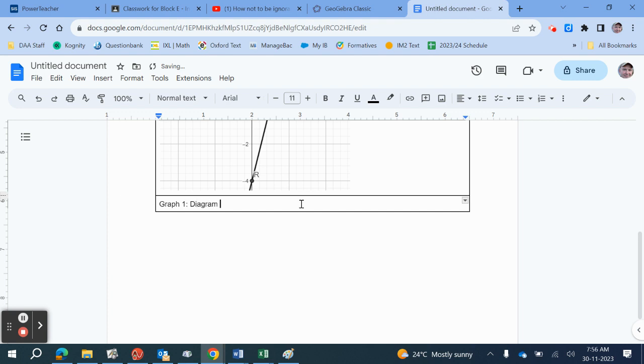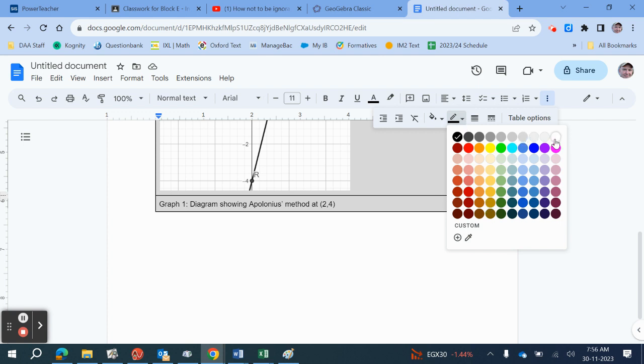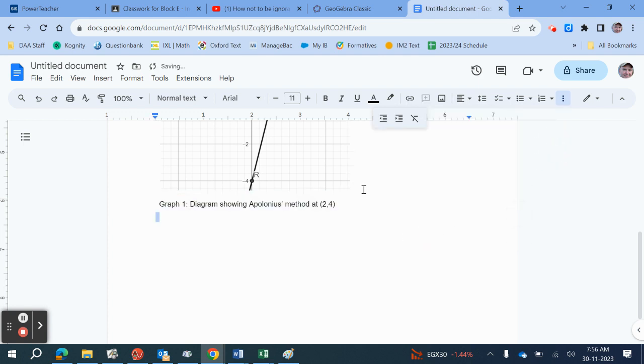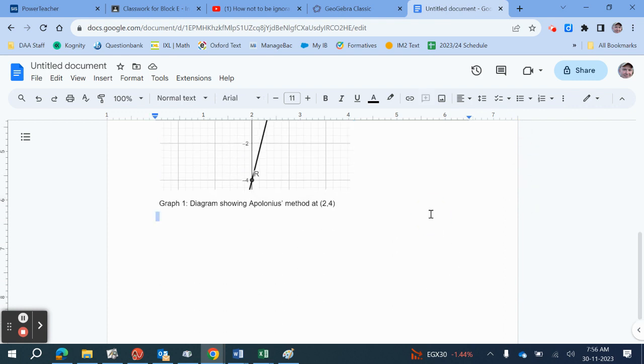Diagram showing Apollonius's method at 2, 4 or something like that. Then select your table and format it a little bit more. We'll take away the table border like that. I can then control this and resize it as necessary right around it.